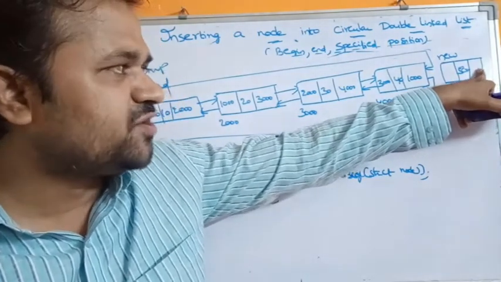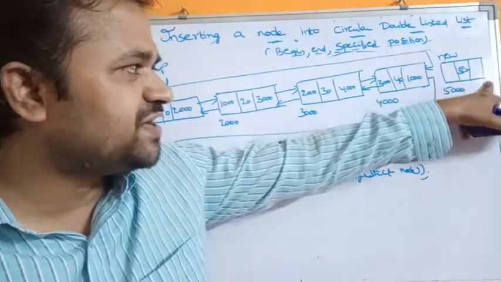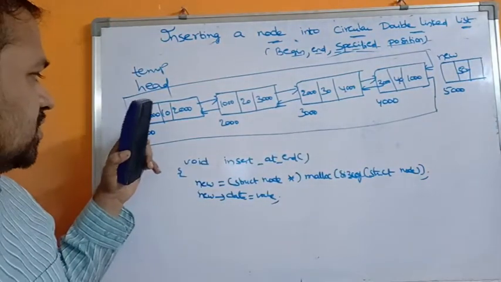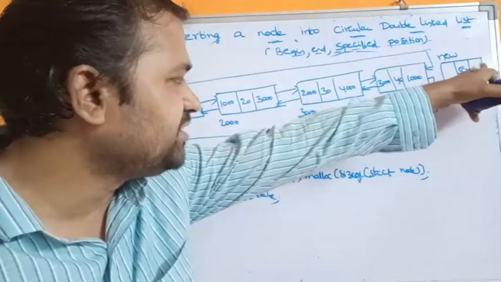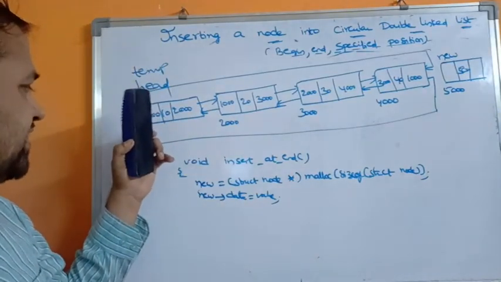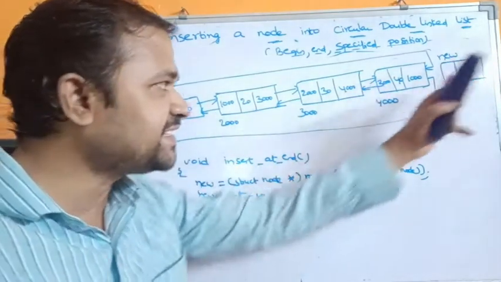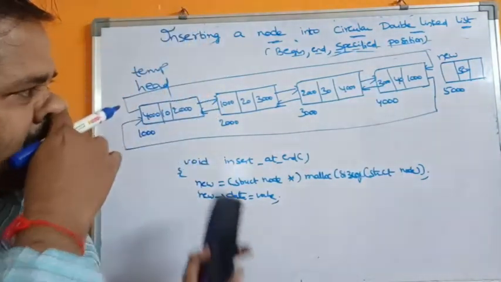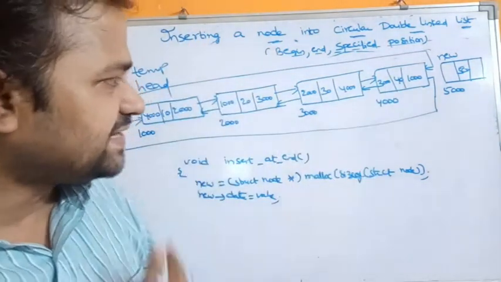We know that in a circular double linked list, the last node's next field contains the address of the starting node. So in this next field, in new next, we have to store this head address, as well as this previous field. The first node's previous field contains the address of the last node. So here we have to traverse the temp till we get the last node.